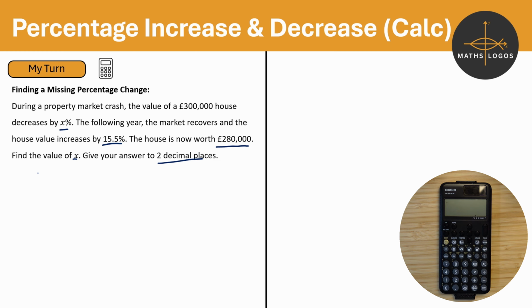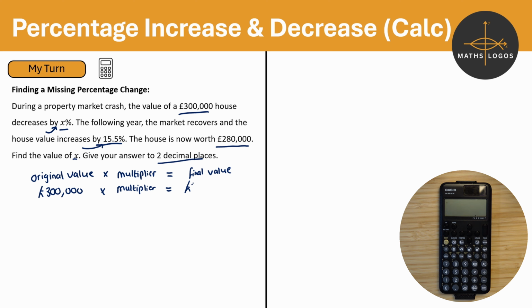Okay. Let's start by writing out our equation. It's going to help structure our thinking. The original value multiplied by the multiplier is equal to the final value. And then what we want to do is put in what we have. Do we have the original value? Well, it says it was originally £300,000, so we do. And then we might think, well, do we have a multiplier? And in a sense, we do. We have an unknown multiplier, which we want to find, and we have a known multiplier. And we would be multiplying these decimal multipliers together to get our overall multiplier. So we'll leave that as an unknown for now. And we know the final value is £280,000.